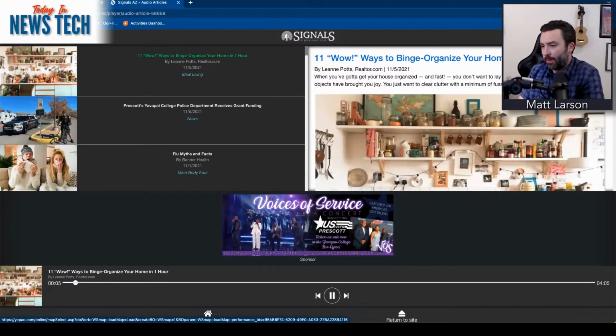This is ours. When you've got to get your house organized and fast, you don't want to lay hands on everything you own or ask if those objects have brought you joy.